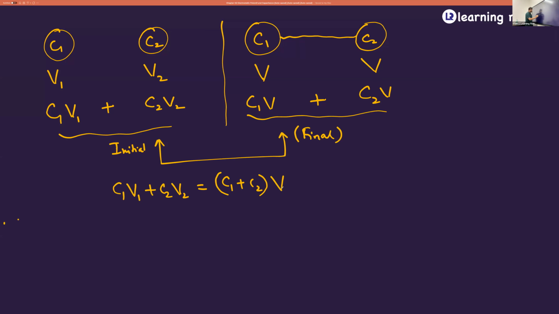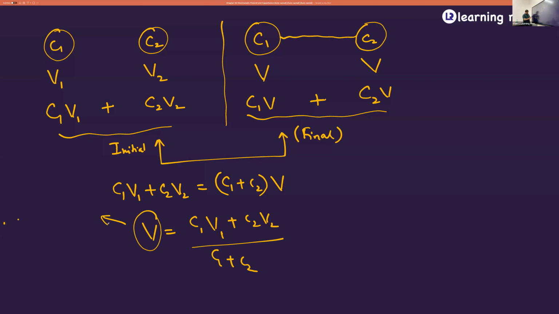So what is going to be the value of V? It will be (C1V1 plus C2V2) divided by (C1 plus C2), where this V is what is called the common potential. So if you have two capacitors of different capacitances and different potential differences initially, then if you need to calculate the common potential, you can use this mathematical expression to solve.